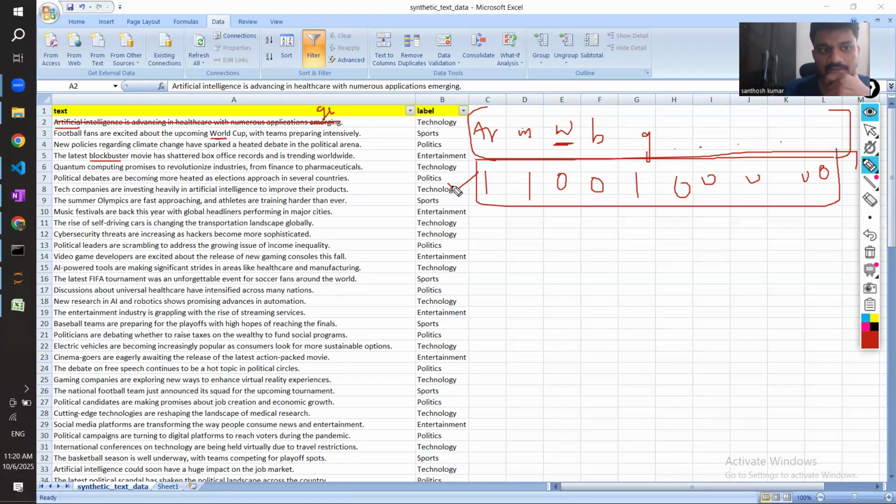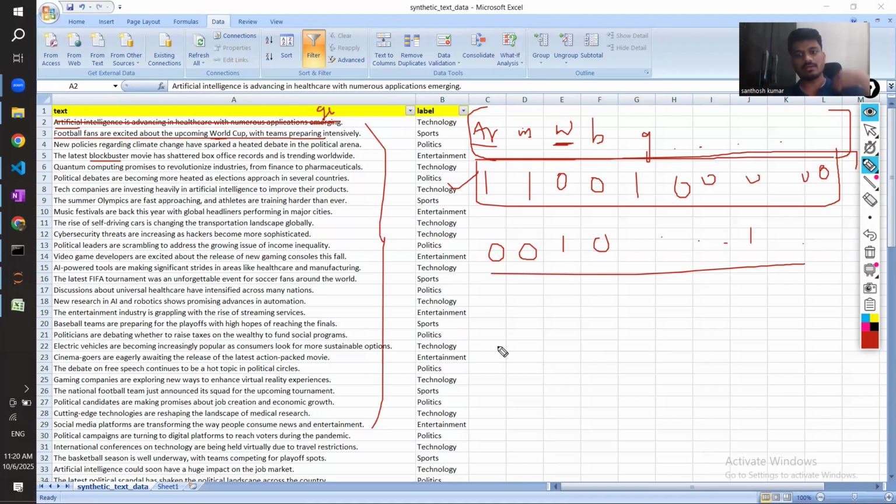Clear? Same thing next, it will do for football. Wherever football is there, it will put 1 over there. For example, artificial is not there in this second row, so 0. World is there, so 1. This is not there, so like that for all the rows. Then this will become its features. So this is one way of encoding the given input into numbers.